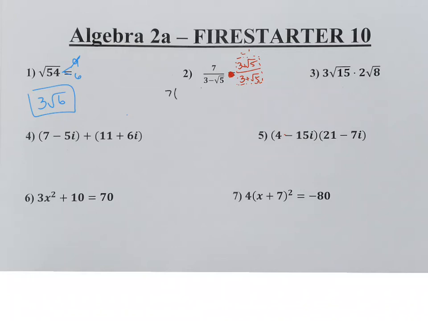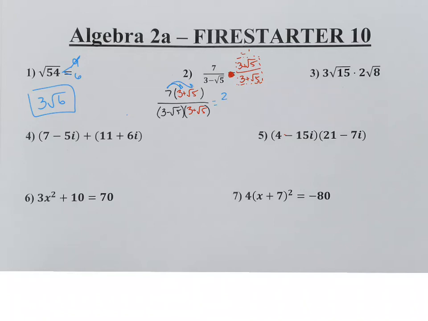So I have 7, and in parentheses, I'm going to have 3 plus radical 5. On the bottom, I'm going to have 3 minus radical 5 next to 3 plus radical 5. So I'm just putting them together. This step is just kind of making it look better for us to understand how to multiply. So the top, I'm going to distribute.